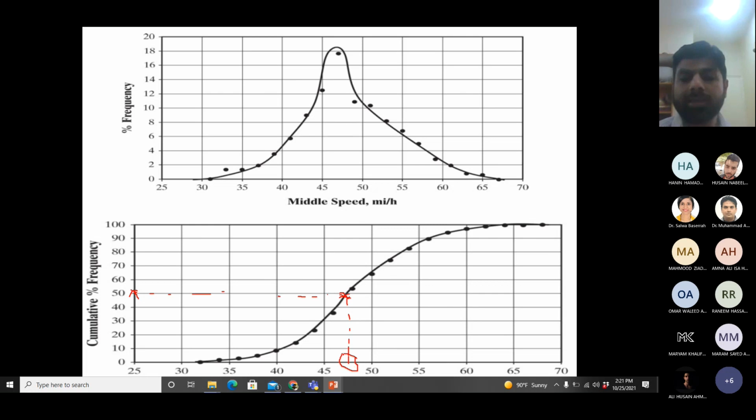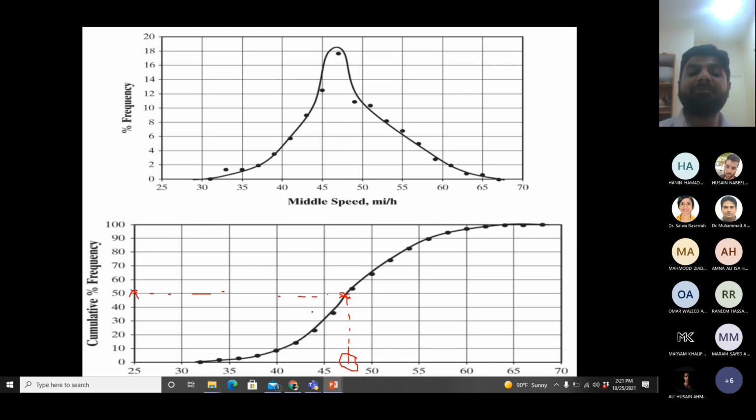So this is, I think, close to 47 point something. I will show you in the next slide the exact value. So 50% of the drivers are driving below this value and 50% of drivers are driving above this value. How do I know that? Because the cumulative frequency at this value is 50%. The cumulative percentage of drivers up to this value is 50%, so obviously 50% are below it and 50% are above it.